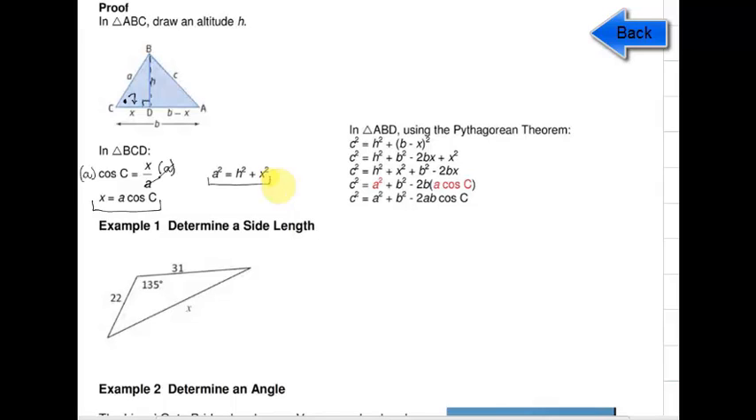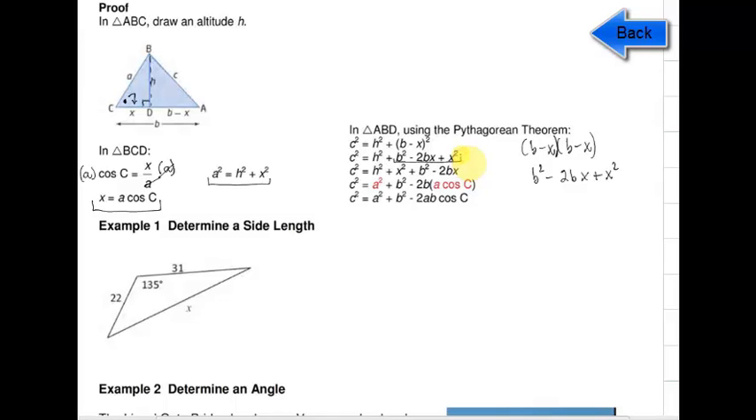Okay, now in our second triangle BAD, using the Pythagorean theorem, I can say that the hypotenuse squared, C squared, is equal to H squared plus (B minus X) squared. Then I'm going to square the B minus X. So I'm going to go B minus X times B minus X, and I'm going to get B squared minus 2BX plus X squared. Okay, so that's what this is.